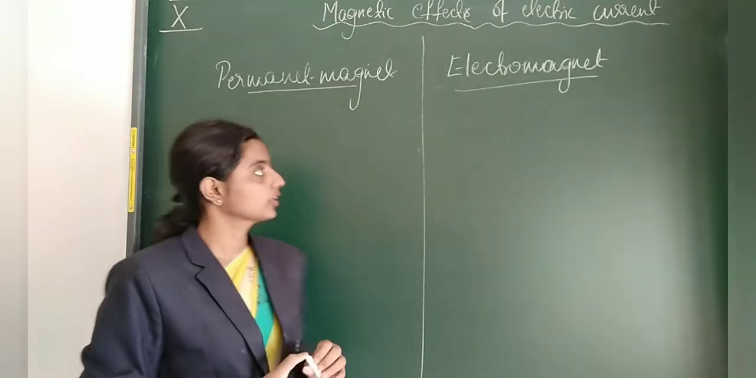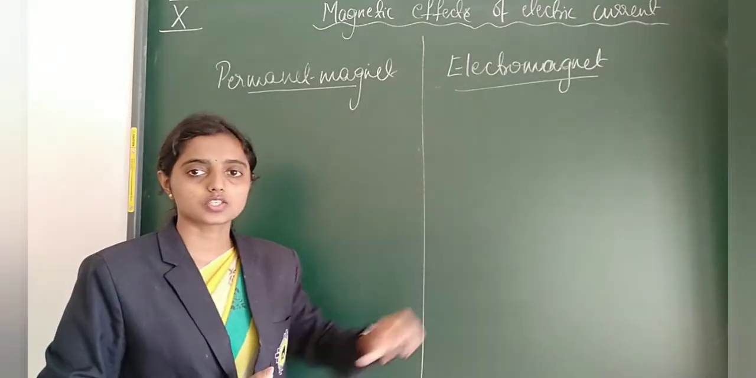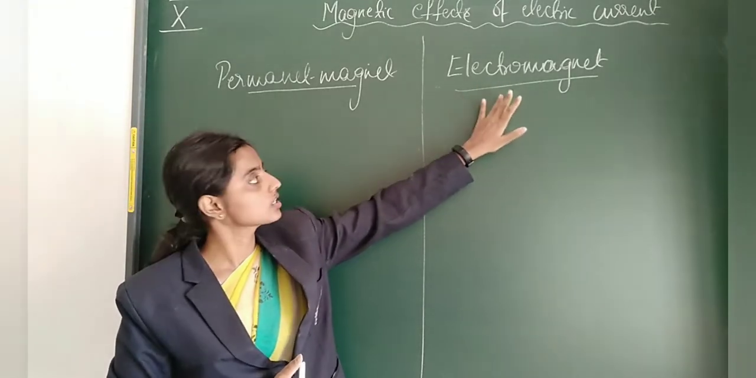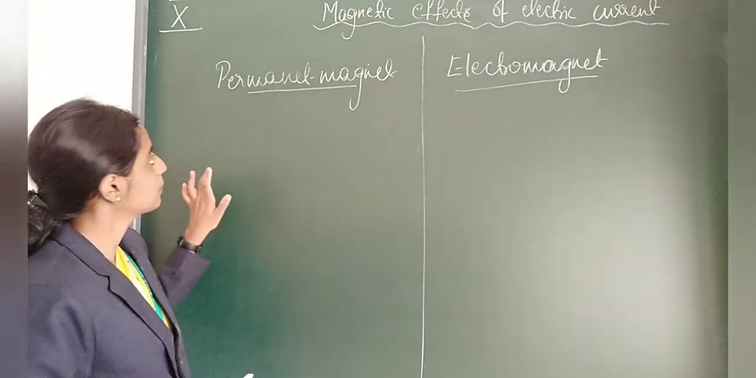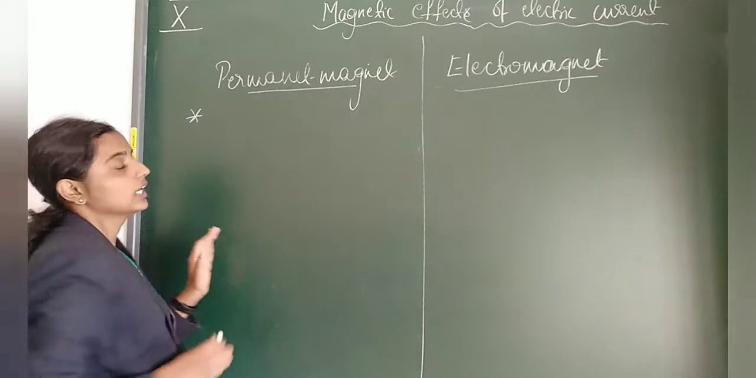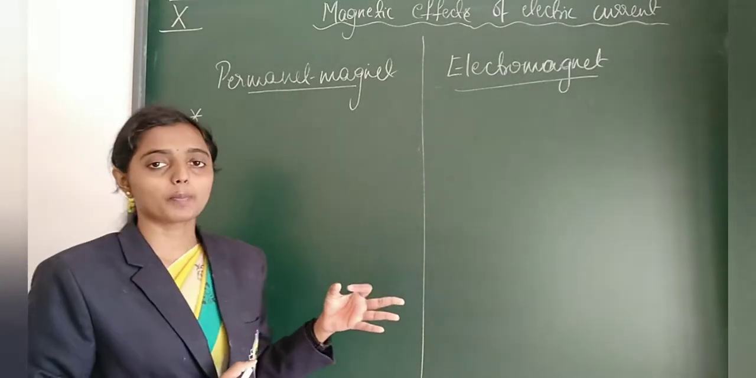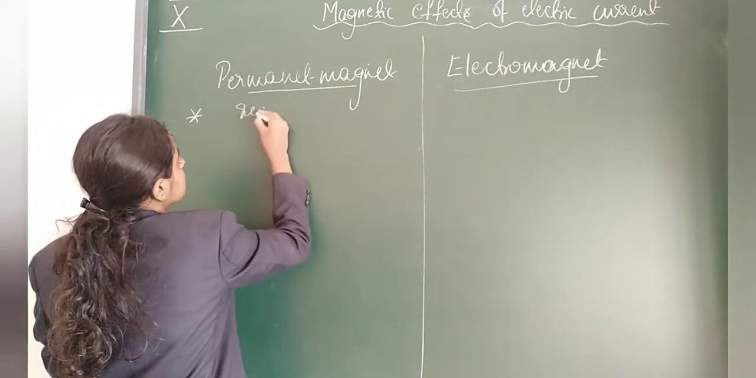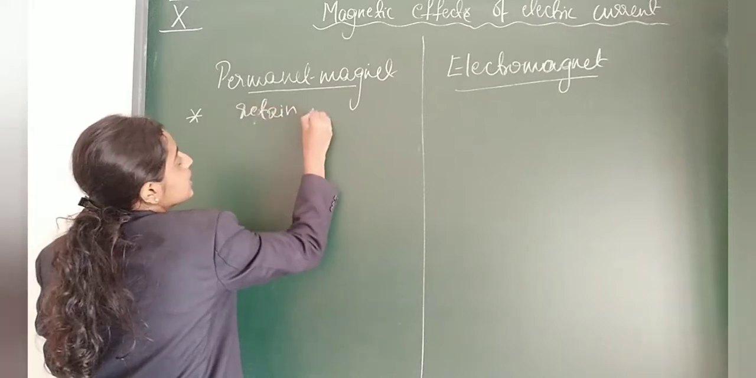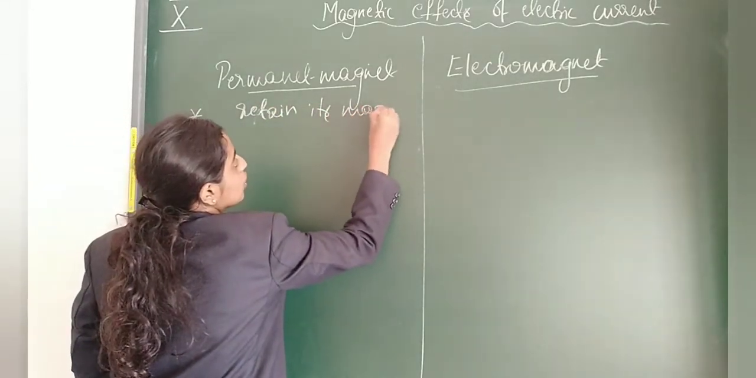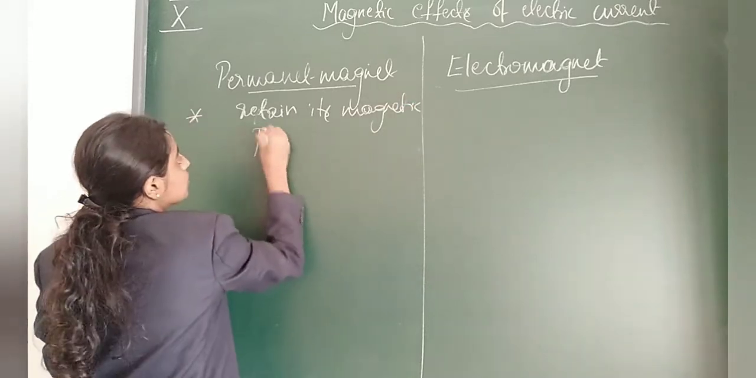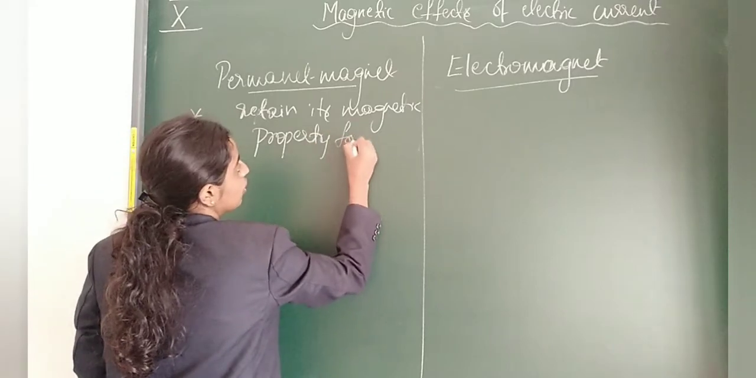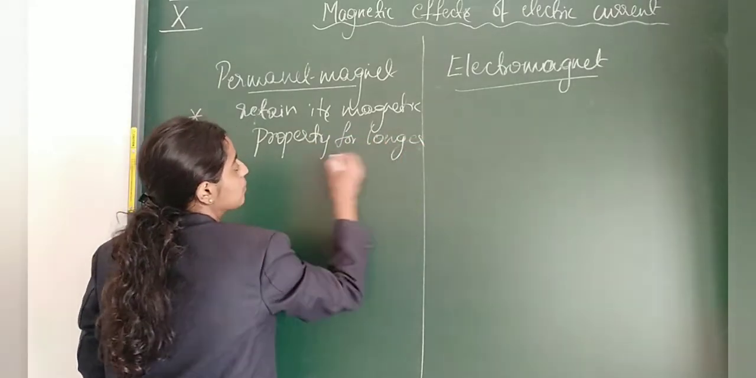Now let us see the difference between permanent magnet and electromagnet. Just what we heard about electromagnetism, this acts as an artificial magnet or temporary magnet. So here in the permanent magnet, it will retain its magnetism or magnetic property for a longer time. So what happens there?